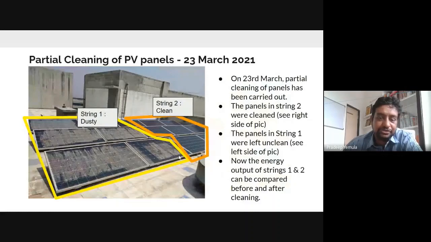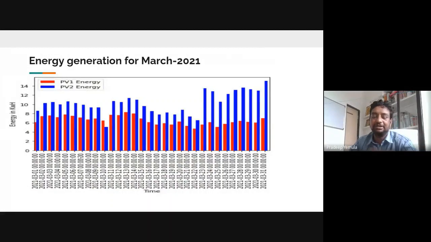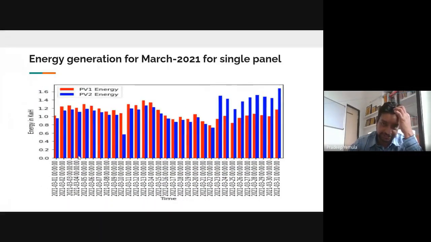Okay. So what we have done is partial cleaning. The string 2, you can see, is cleaned. String 1 is still dusty. So we cleaned part of the panels and the other part we did not clean. As a result, we can compare the energy generated.